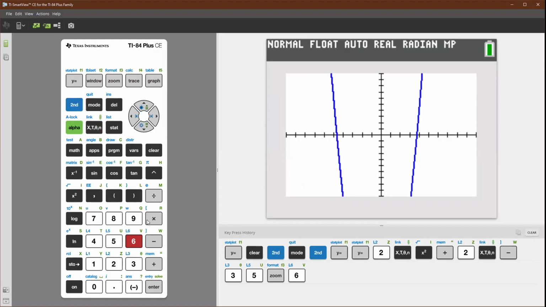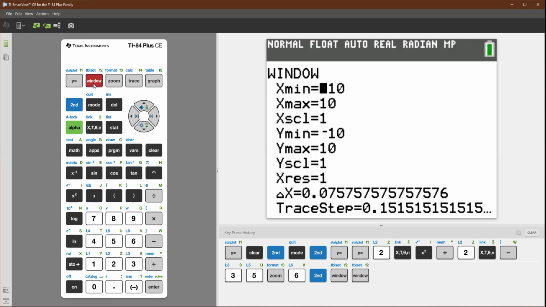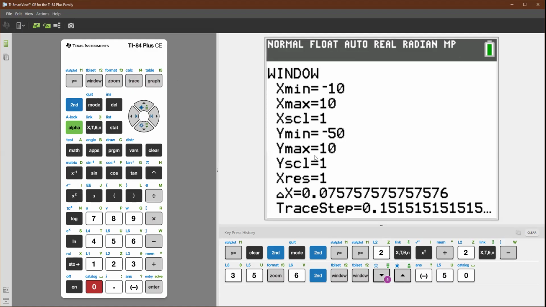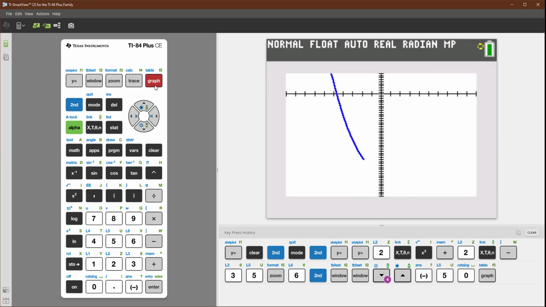I don't have to see my vertex on my graph to solve this one, but I would like to see my vertex. So I'm going to adjust my window. I'm going to increase my Y min because it needs to get way more negative. Let's try negative 50. I just gave it a go because the y-intercept is negative 35. So let's graph and see what that looks like.